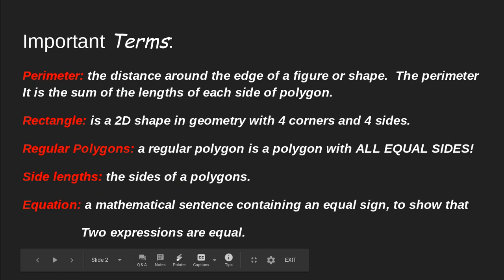Important terms: perimeter is the distance around the edge of a figure or shape. The perimeter is the sum of the lengths of each side of a polygon. A rectangle is a 2D shape in geometry with 4 corners and 4 sides. Regular polygons are polygons with all equal sides. Side lengths are the sides of a polygon. An equation is a mathematical sentence containing an equal sign to show that two expressions are equal.